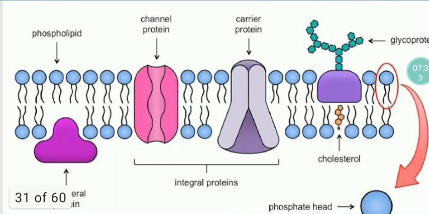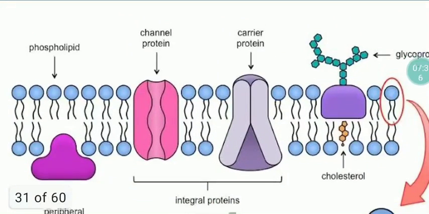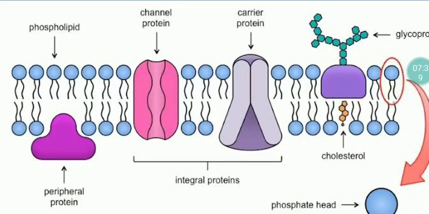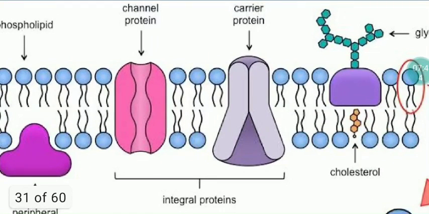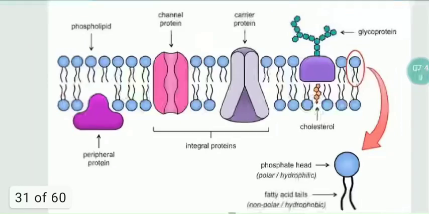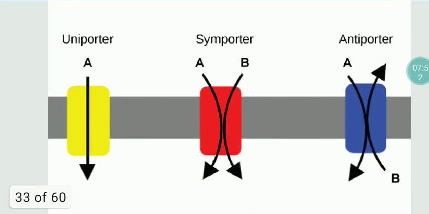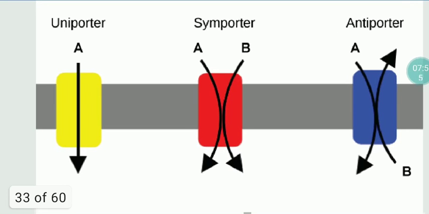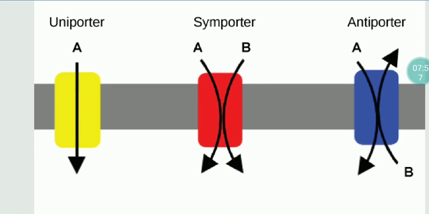Now here see, here you can see all. The purple colored one below is a peripheral protein. The next one is the channel protein. The next one is the carrier protein. Then, if the carrier protein is transporting only one kind of molecule, we call that carrier protein a uniport. Uni is one. It is transporting only one kind of molecule, one ligand, so it is known as uniport.